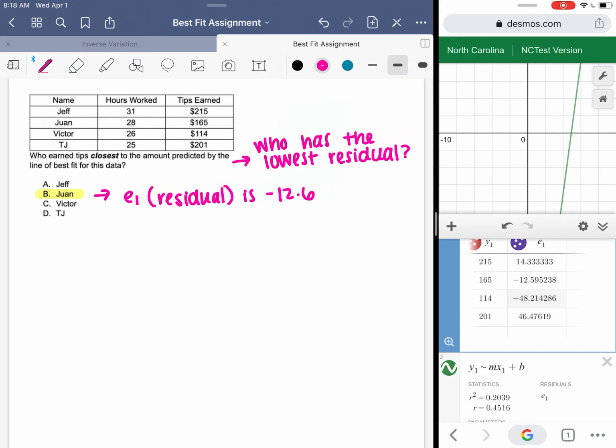So that means he earned $12.6 less than expected. Jeff earned $14.3 more than expected. Victor earned $48.2 less than expected, and TJ earned $46.5 more than expected. So the person who earned the amount closest to what was expected for them to earn was Juan. He was only $12 off.